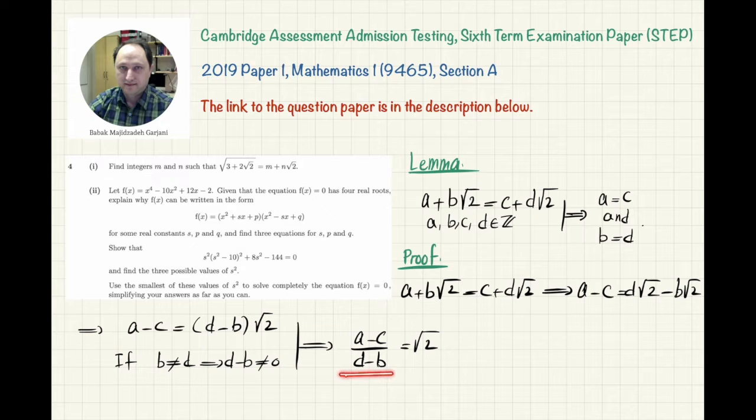So on the left hand side I have a rational number. On the right hand side I have a famous irrational number, square root of 2, and they cannot be equal. So the assumption that b is not equal to d gives rise to a contradiction. This cannot happen. Therefore d is equal to b, as I wanted to show.